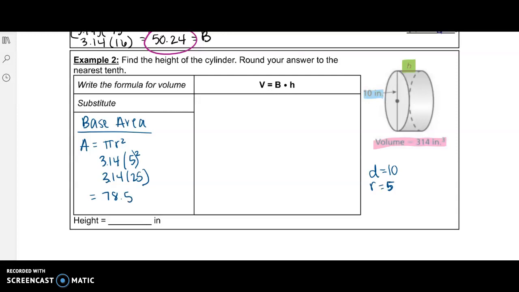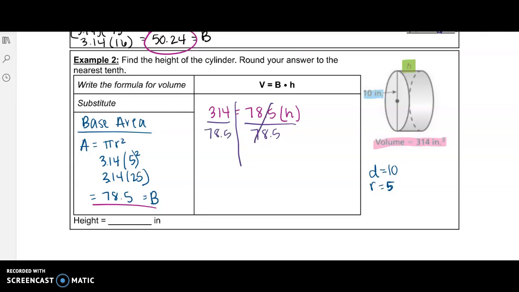So now we're going to plug this in for B. So our volume was 314 equals the area of our base, which is 78.5, times our height, which we don't know yet, so we're just going to leave that as h. This should look familiar to you. We draw our line. So we are multiplying 78.5 times h, so the opposite would be to divide by 78.5 on both sides.